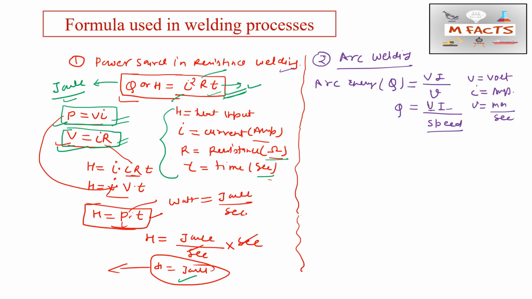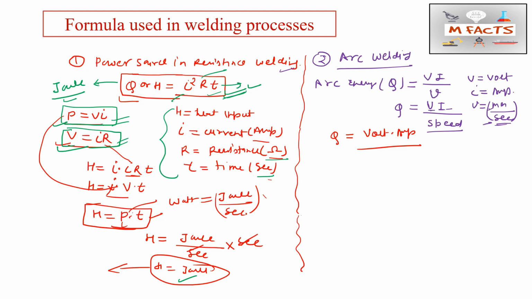Whenever we take this velocity, we need to understand that the time unit will always be in seconds. The length unit may change, but we have to take seconds, because we already understand that joule per second multiplied by second will give us joule. So here, Q is equal to, suppose this is volt and this is ampere, so volt ampere will give us watt, that is the power unit.